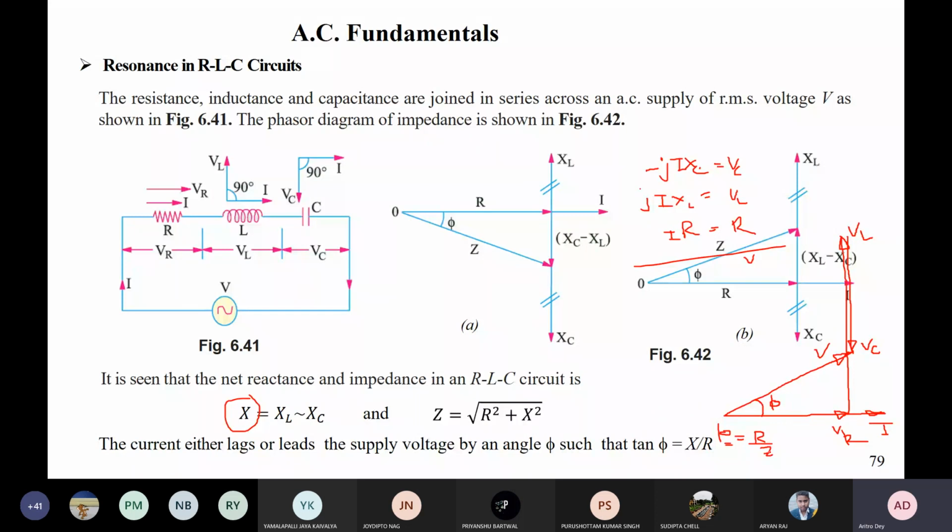Now say we are having a variable frequency source, so we are applying an AC source, but the frequency we can vary. Then what happens to the impedance? What is the expression of the impedance? What is XL?